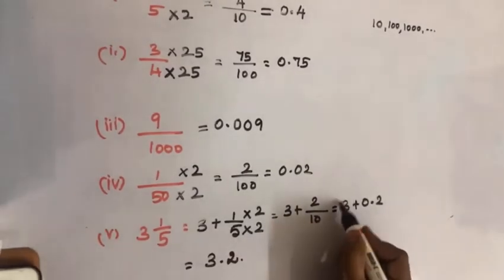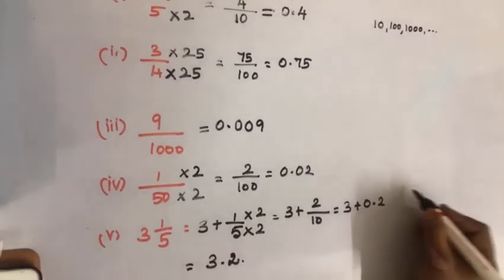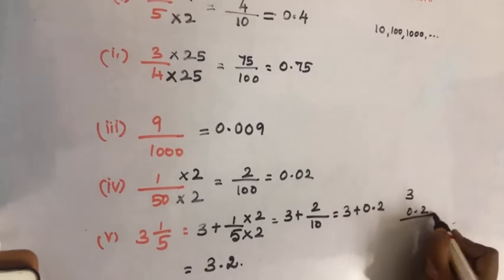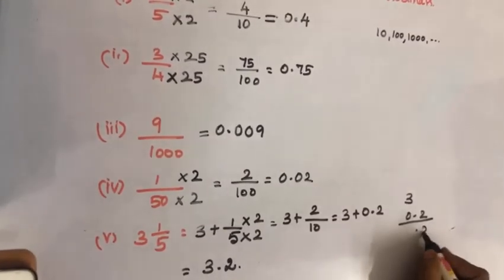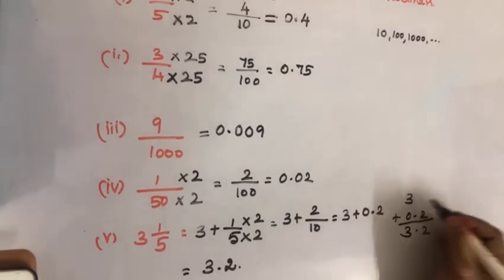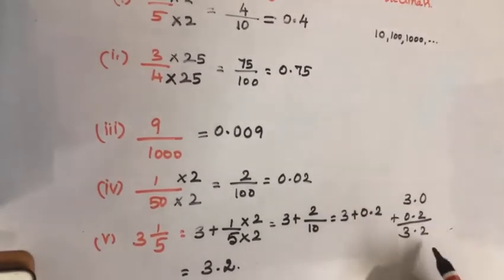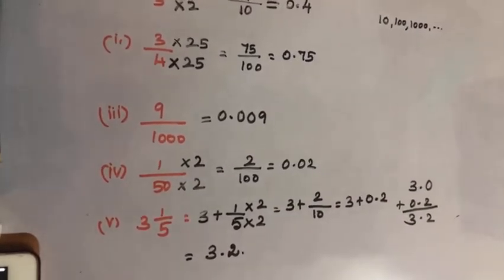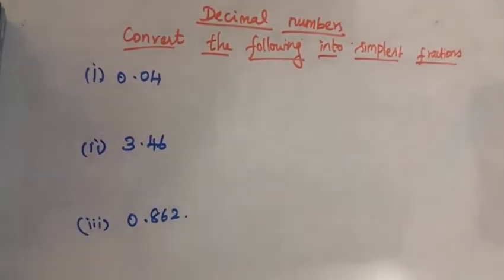Okay, so it is a whole number and a decimal number. It is 0.2. So how will you add it? 3 is a whole number. It should come in the whole number part. So 0.2 and 3. You can write 3 as 3.0 and you can add it. So we get 3.2.